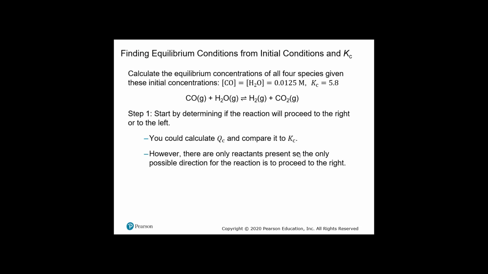Okay, so calculate the equilibrium concentrations of all 4 species given the initial concentrations. We can see that CO and water are equal to the same concentrations, and then we have an equilibrium constant of 5.8. So first we just start by determining if the reaction will proceed to the right or to the left. So we calculate Q and compare it to K. However, since there's only reactants present, the only possible direction for the reaction is to proceed to the right. We don't have anything else to work with.